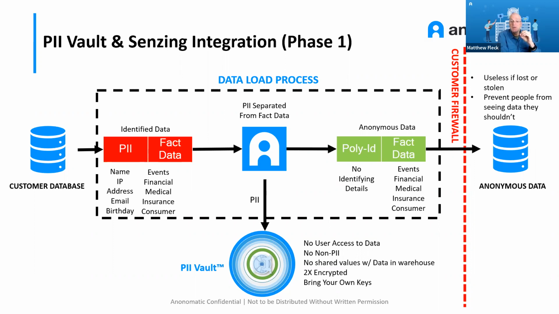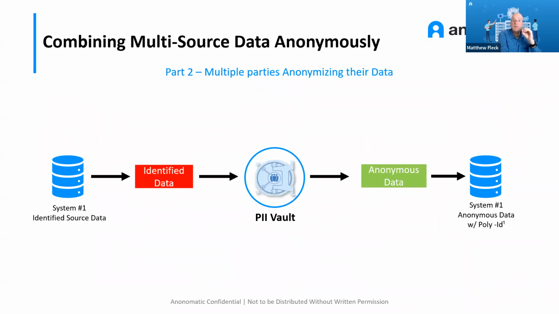At the same time, the data in the PII vault is safe because there's no user access to that data. There's no non-PII in the vault, and there are no shared values, keys, or tokens between the data in the vault and the data in the warehouse. It's also encrypted via multiple technologies, and you can bring your own encryption keys. A lot of approaches allow the de-identification of data, but because they only generate dumb anonymous data, that's where they stop. PII Vault keeps on providing unprecedented capability.